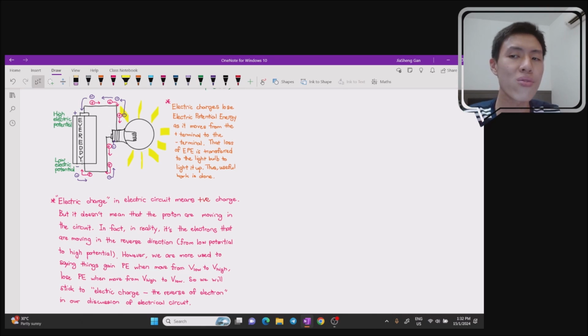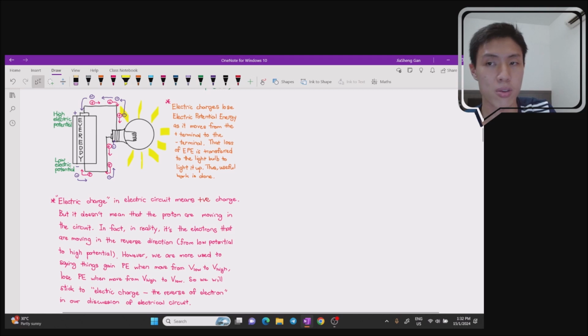Because what exactly happens inside the wire is not that the protons, which are the positive charge, move from the positive terminal to the negative terminal. It's not the protons that are moving. If you observe the wire inside, what actually happens is the electrons are moving, as you can see in purple here, from the negative terminal to the positive terminal, in the reverse direction. So this is the reality.